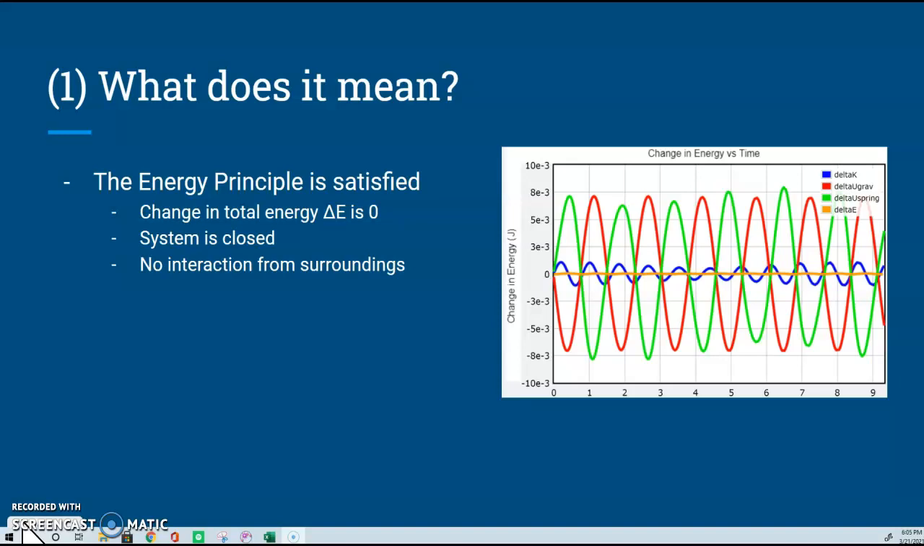I then answer, what does it mean? The energy principle is satisfied because the change in total energy, delta E, is zero. This is because the system is closed, and it means that the surroundings have no interaction with the system. This is also shown in the graph to the right.